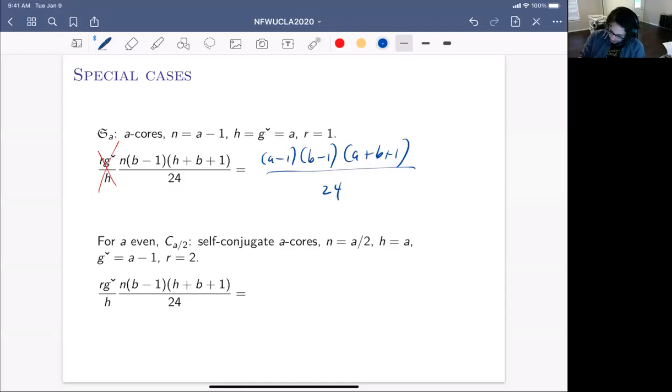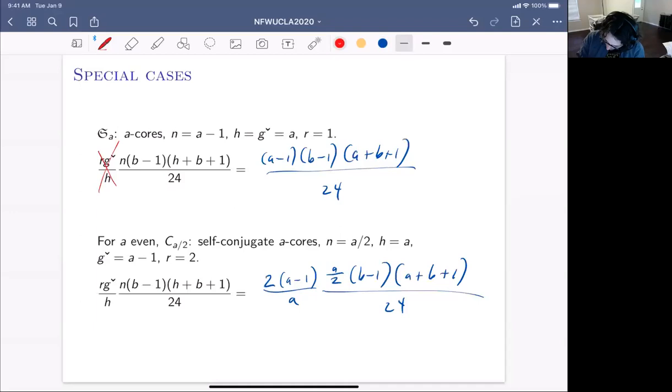For a even, I need a even here, then I can write things down. So r here is 2 in type C, and g check, you'll believe me, is a minus 1. And h is a, and then n is a over 2, and b minus 1, and then h is a plus b plus 1, divided by 24. I'm just writing this down in the specialization. What you're going to notice is that this 2 and this a cancel with this 2, and I get the same formula. So Drew's other conjecture is recovered by type C, at least when a was even.